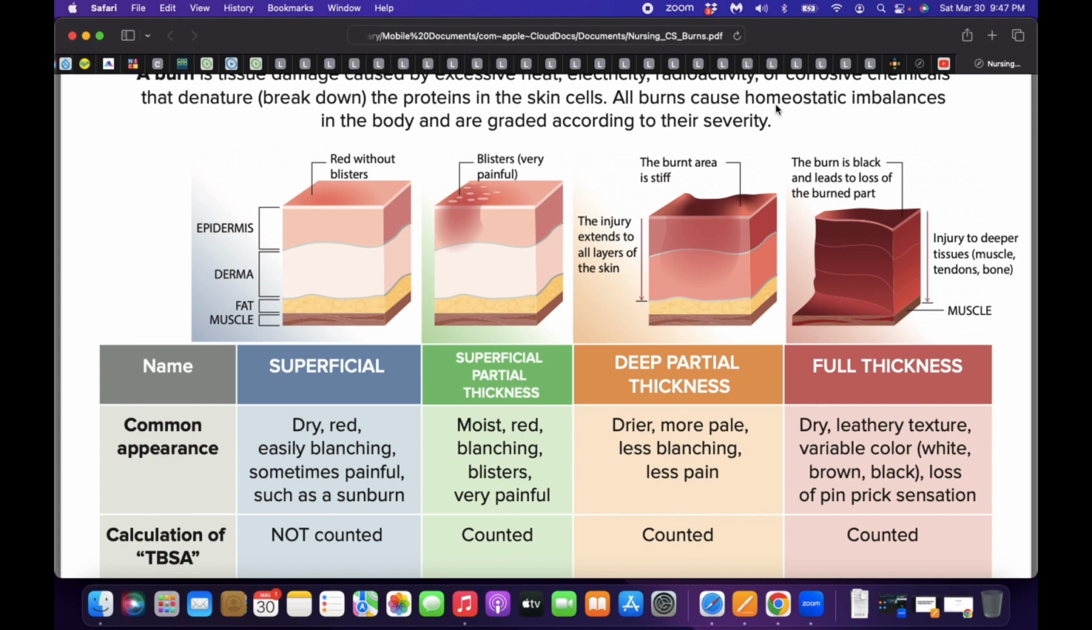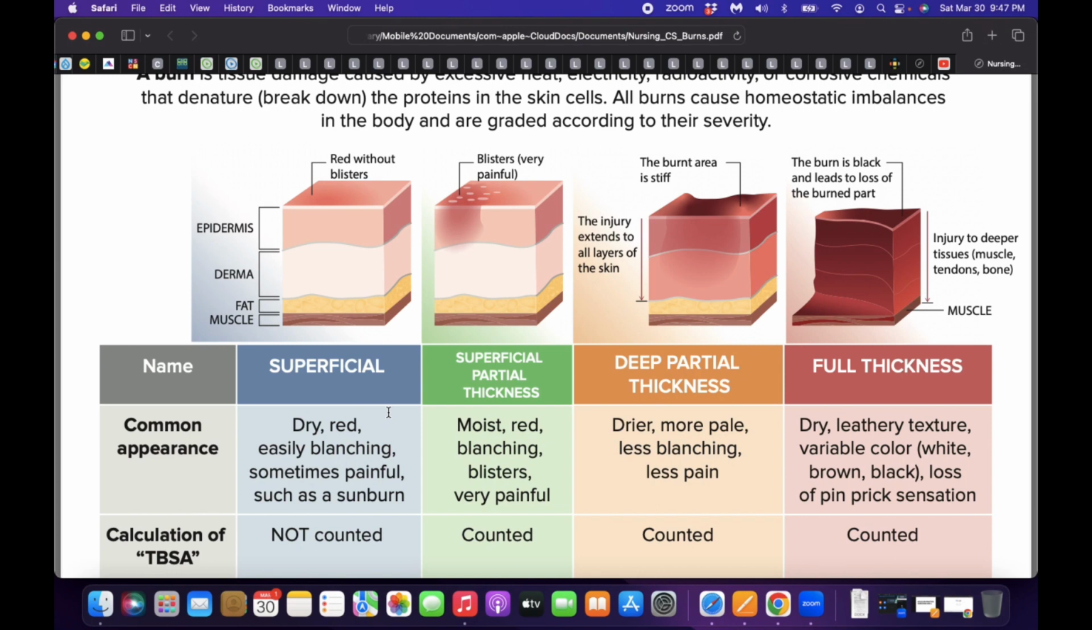So the common appearance for superficial, again, is dry, red, easily blanching, sometimes painful, such as a sunburn. For superficial partial thickness, it's moist, red, blanching, with blisters, and very painful. Remember the layers of your skin: epidermis, dermis, then your fat or subcutaneous tissue, muscle, fascia, and then bone.